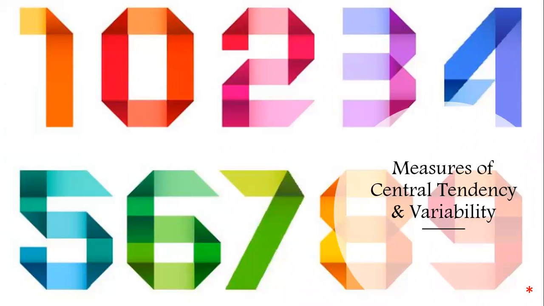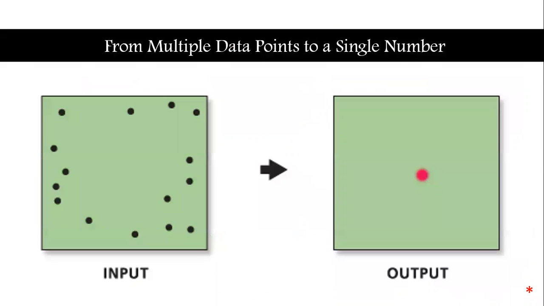As mentioned in the last video lecture, measures of central tendency and variability go hand in hand and are often discussed simultaneously. Both measures of central tendency and variability help us to summarize our data. Although multiple data points are entered into a data set, measures of central tendency and variability are intended to produce a single number that describes the shape of our data.